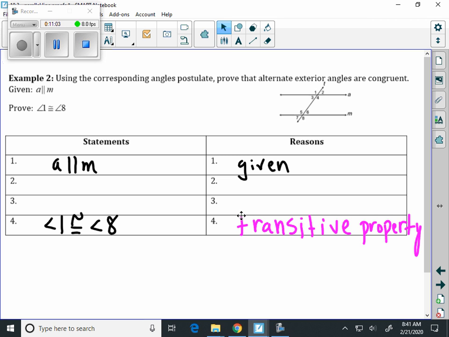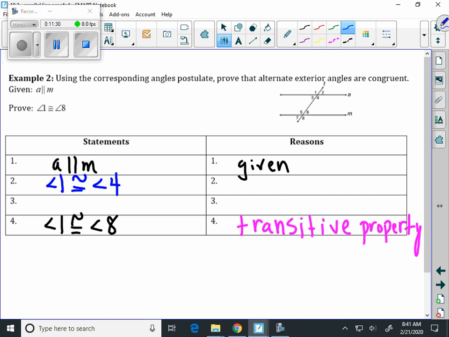So now, when we go back up here, let's start with angle 1. We need to make a statement about angle 1. We've got a couple of options here. We could say that angle 1 is congruent to angle 4. We could say angle 1 is congruent to angle 5. Do you have a preference? So, I'm going to start with angle 1 is congruent to angle 4.